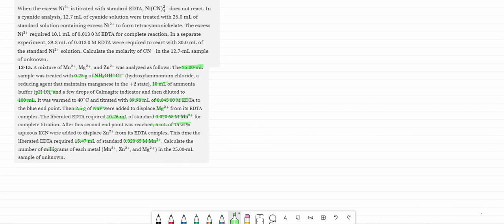Okay, so calculate the number of milligrams of each metal in the 25 milliliter sample of unknown. Where are we going to start? Well, let's start with how much EDTA was added, because our total EDTA will be equal to the EDTA that complexes the magnesium and the EDTA that complexes the zinc and the EDTA that complexes the manganese. So the total EDTA, we're going to start right here.